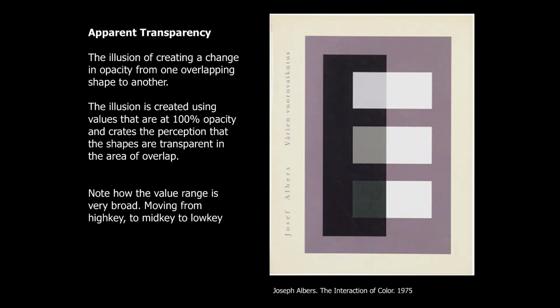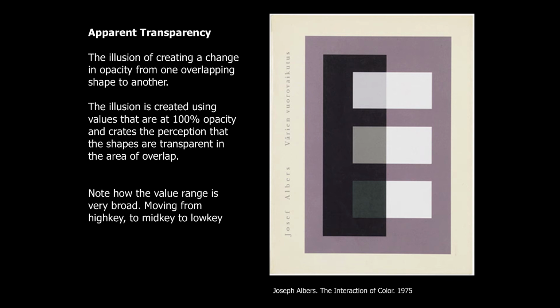Apparent transparency. So we're going to be working with that in our values scale. It's the illusion of creating a change in opacity from one overlapping shape to another. The illusion is created using values that are 100% opacity and creates the perception that the shapes are transparent in the area of overlap. If you look at this example by Joseph Albers from his famous book, The Interaction of Color from 1975, it looks like there is a large black rectangle on the left, and it's overlapped by three white rectangles on the right.